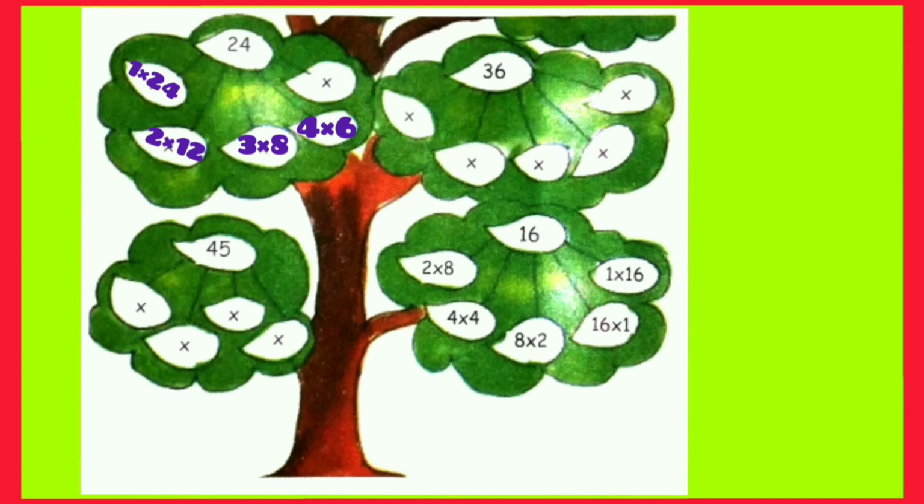Children, we don't have the product of 24 in the fifth table. So, let us check the sixth table. 6 into 4 equal to 24. Write 6 into 4. Next, we have the product 36. We are going to start from? Yes. First table. 1 into 36 equal to 36.